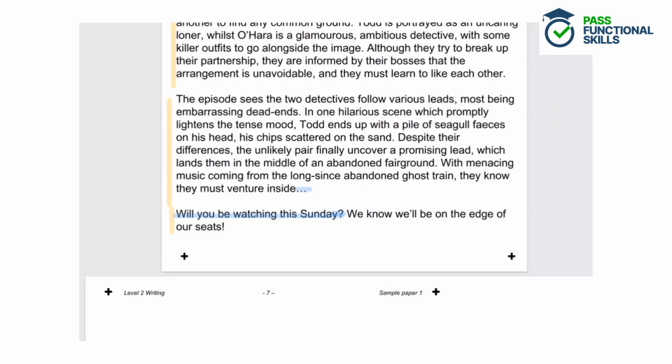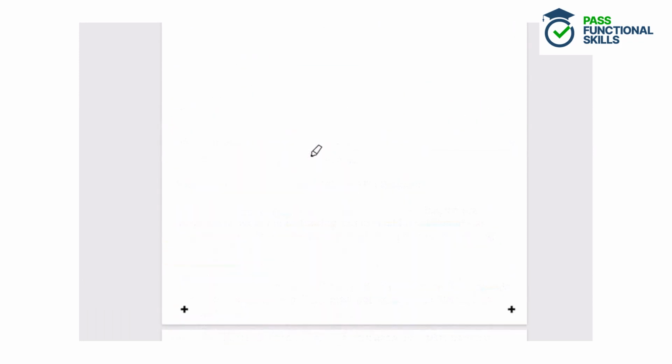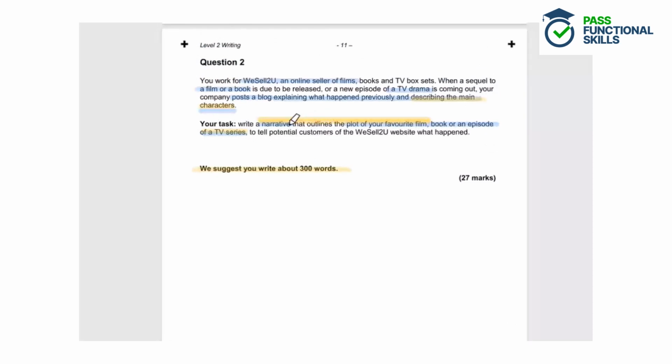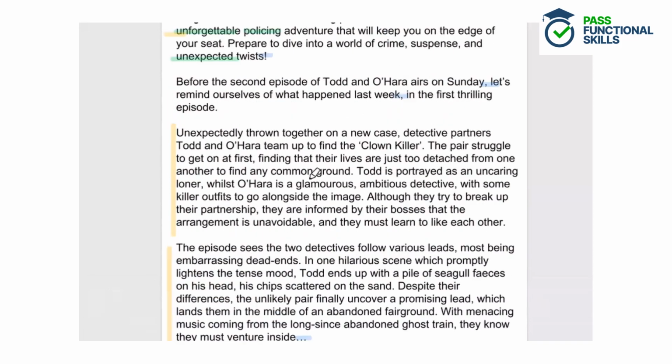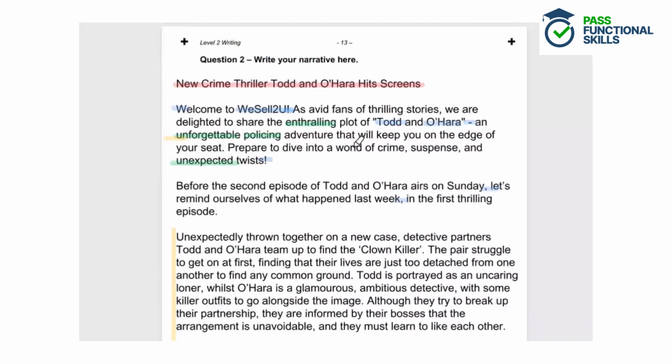Another thing that we need to consider is how the answer is formatted and organised. So this will depend on the type of text that we've been asked to write. And we've been asked to write a narrative that explains a plot. And we're specifically looking at a blog post here. So when you're writing a blog post, you're going to want a title for your post. And you're going to definitely need to use paragraphs as well. And this answer does both of those things.